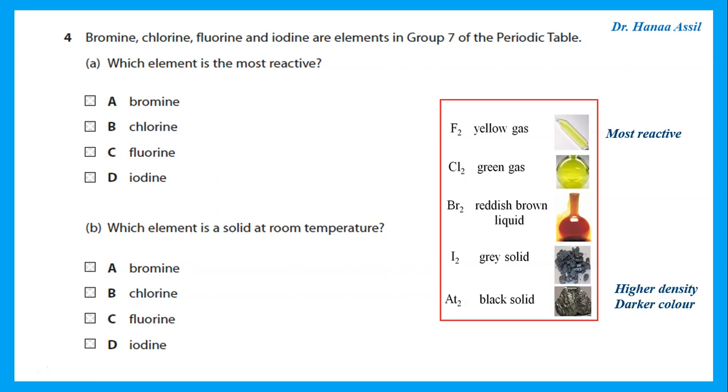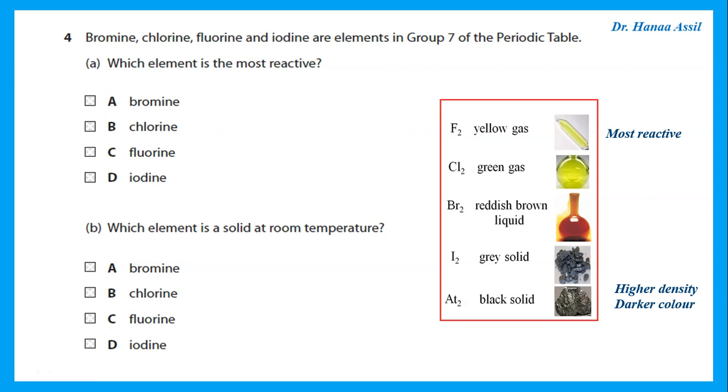Remember that in group 7, as we go down, the density increases and the color gets darker. So as we go down, fluorine, chlorine, bromine, iodine, astatine, if we're talking about the state: gas, liquid, solid. If we're talking about color, the color gets darker: yellow, green, reddish brown. Remember that bromine is the only liquid non-metal.